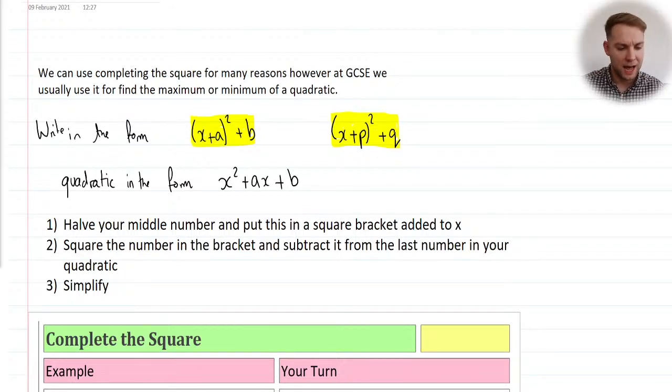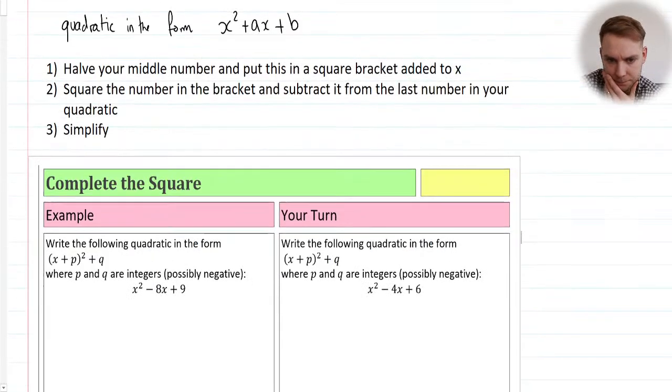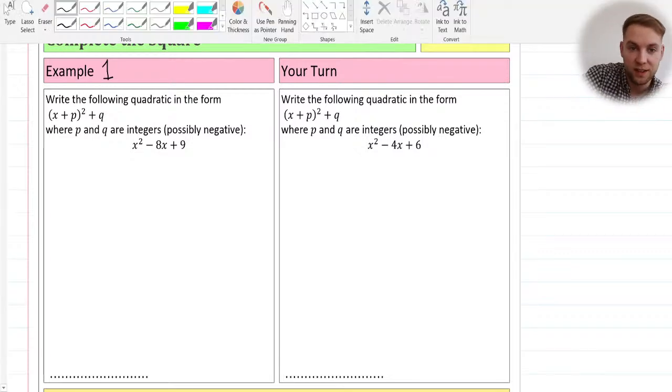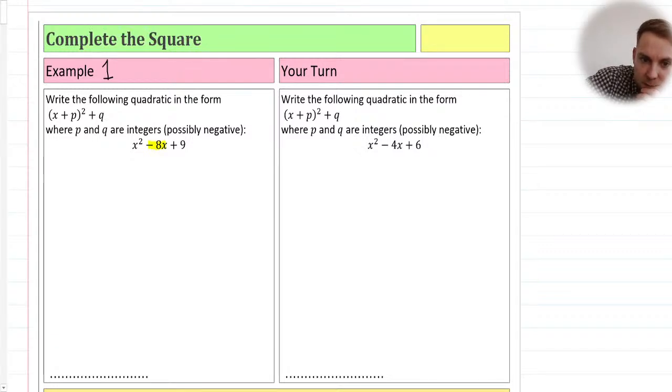Okay, so let's have a look at this together then. Let's have a go at an example. Example 1: write the following quadratic in the form x plus p squared plus q. So exactly the format I said it was going to come in. We've got our quadratic here, and we just need to follow the steps. Step 1 says to halve that middle number, this number here, and put it in a square bracket added to x. If it's a negative, then obviously you're going to add a negative, which is the same as having a negative.